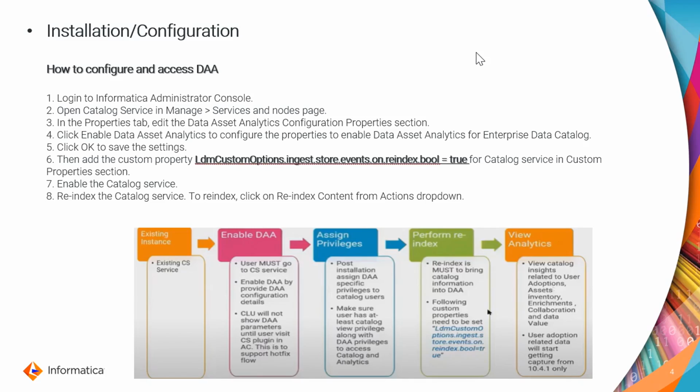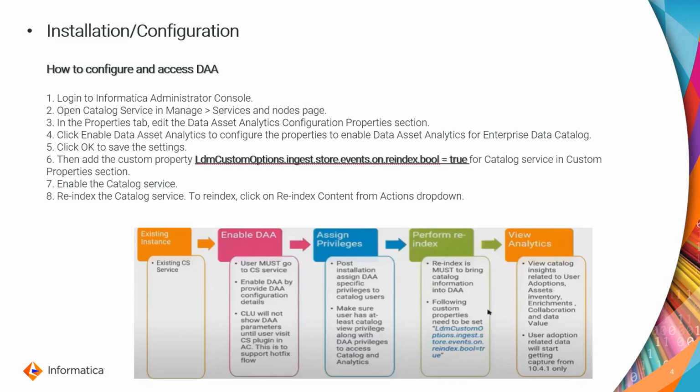Once the database has the required information from the data catalog, then the user can log into the LDM catalog UI and then access the DAA web UI to view the catalog insights related to user adoption, assets inventory, enrichments, collaboration, and data value. Any additions that are made after the DAA is configured on the catalog service will automatically get captured on DAA. Any updates on the catalog service, any scans, any enrichments, any collaboration gets immediately captured on DAA at runtime, and reindexing will not be required.